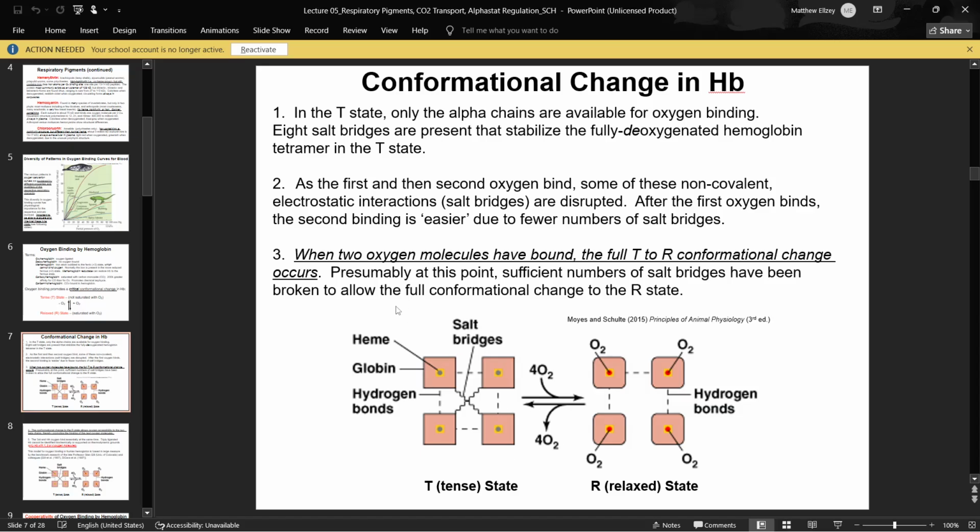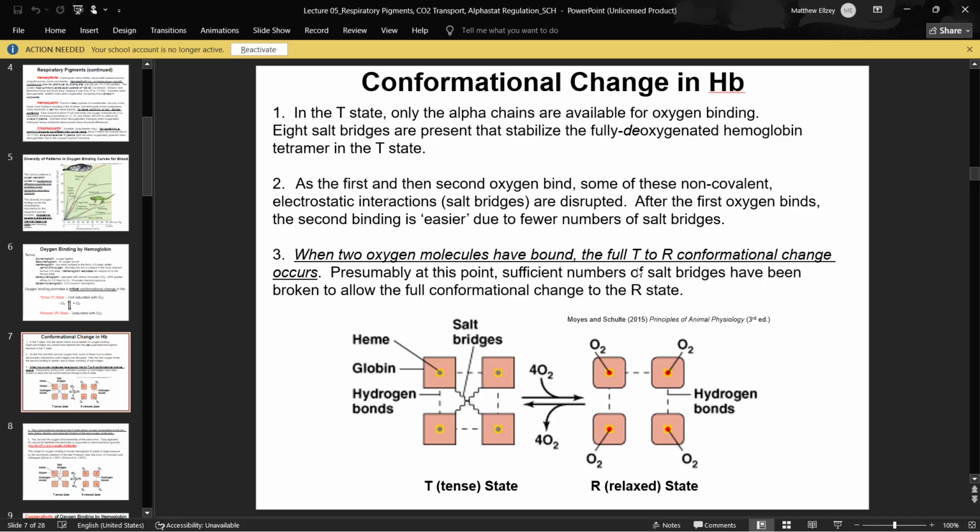And usually in chemistry, if something is stable, it's less likely to react because things prefer to be stable, low energy states. So when we have this first oxygen bind and then the second oxygen subsequently, these salt bridges are disrupted, which is going to make it less stable and thus more likely to bind the oxygen molecules, right?